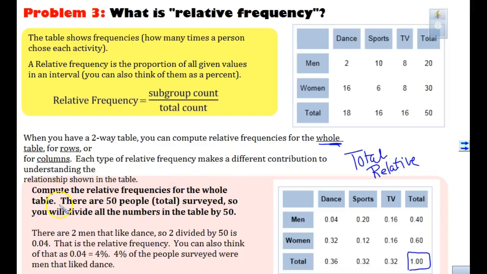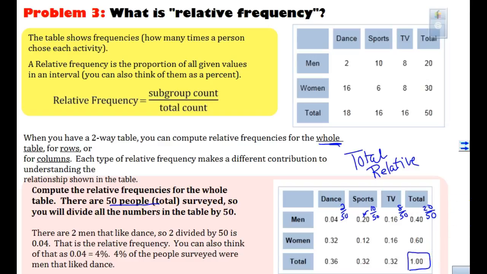Computing the relative frequency for the whole means we're looking at the total number of people we surveyed, which is 50. So you divide each number in this table up here by 50. How did they come up with 0.04 or 4% of the men like dance? Because they took 2 and divided it by 50. 2 divided by 50 is 0.04. Here they are taking 10 and dividing it by 50. That's how they got 20% or 0.2. This is 8 divided by 50. They're taking every number in the table up here and simply dividing by 50.